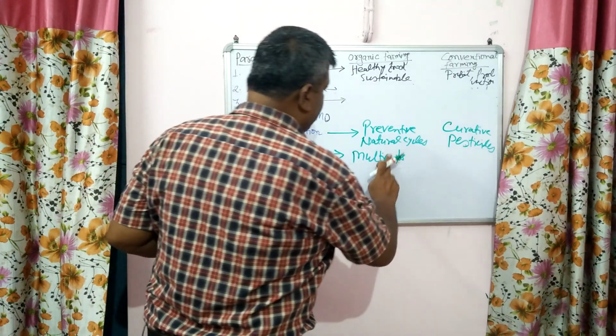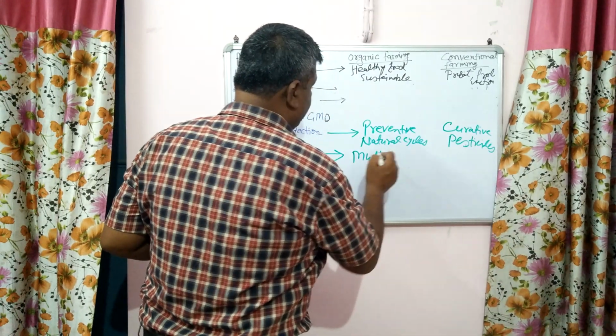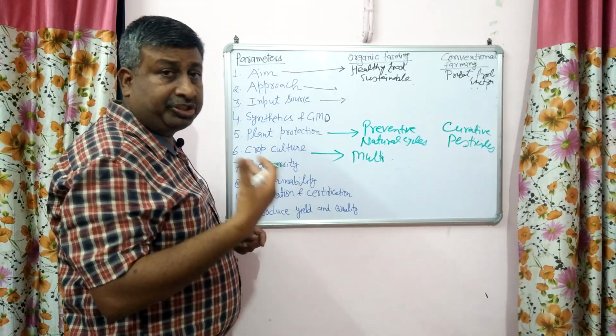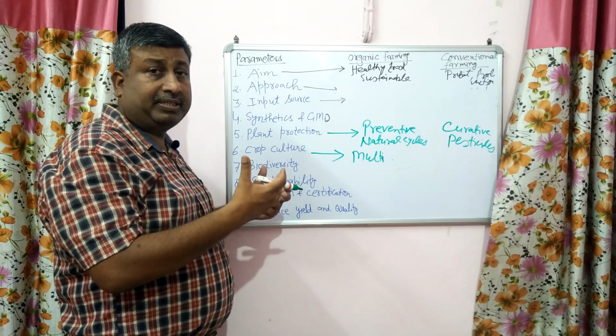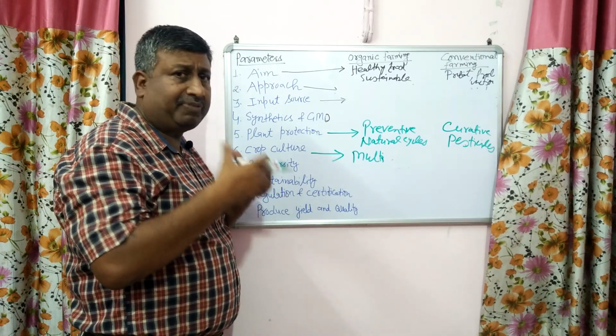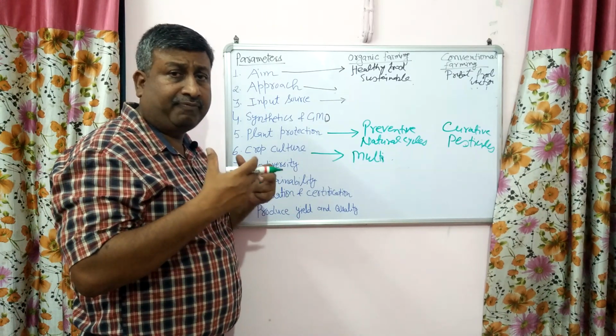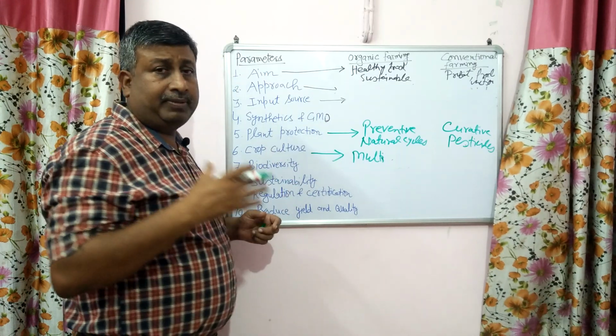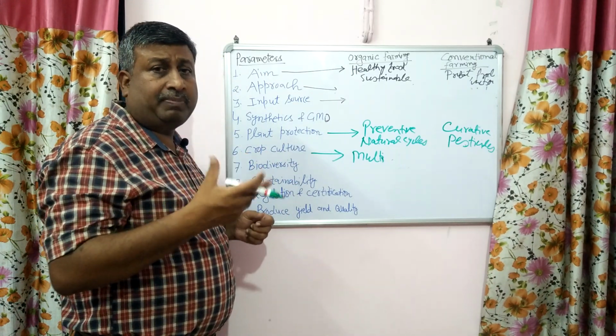So it is multiculture. Vegetables are there, orchard is there, spices, flowers, field crops are there. A number of different types of crops are grown in an organic farm, while in conventional farming, commercially only one crop is grown.